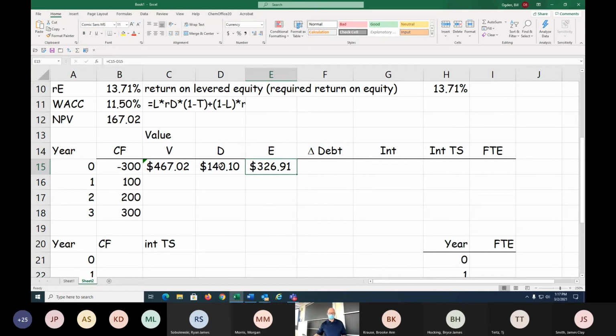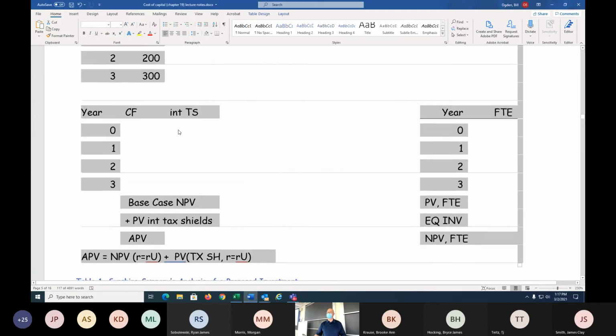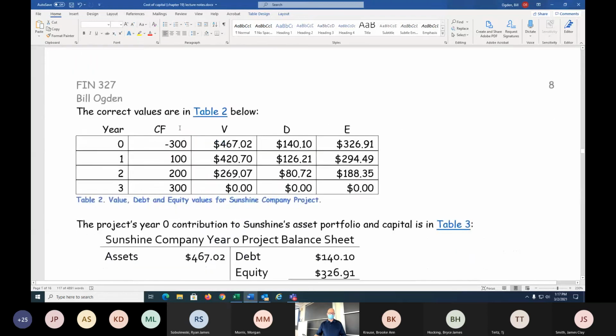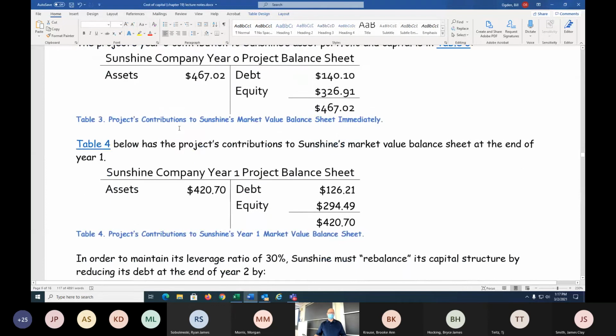All right, let me show you something. Let's go back to the Word document for just a moment, because we're kind of trucking along here, whether you know it or not. Okay, right here, this is the Sunshine Company, and this is what they've done to their market value balance sheet. They've added 46702 to the left side, and they've added 140.1 and 326.91 to the right.